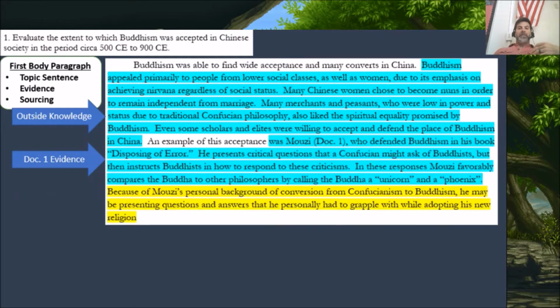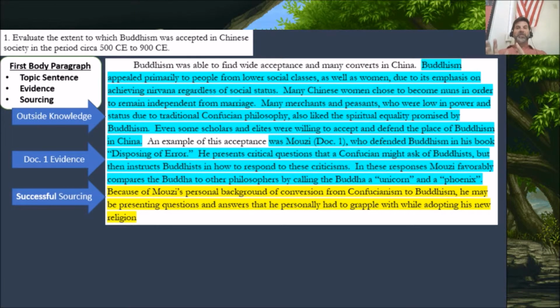Instead, you need to do something like this, where you really explain how his personal background meant something, how it affects the way that we might interpret the document, how it affected and motivated what he said in the document. So, because of Mauza's personal background of conversion from Confucianism to Buddhism, he may be presenting questions and answers that he personally had to grapple with while adopting his new religion. So this is very clearly explaining, because of this guy's personal background, that is why he said this. That is why he showed us this.